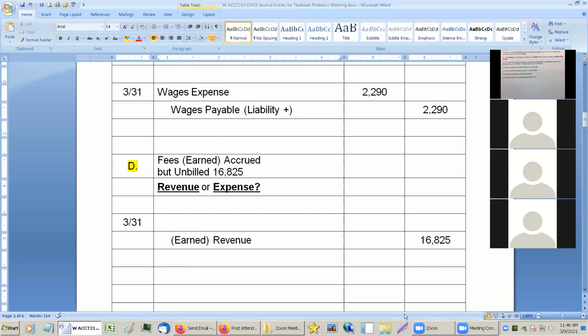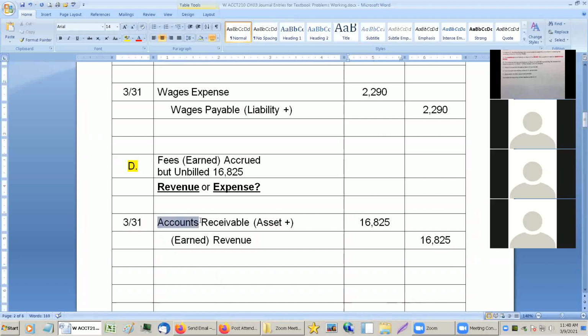Okay, so we've earned this. They haven't paid us yet. So what is it when you've done your work, you haven't been paid? What is it when someone owes us? What is it called? Is it accounts receivable? Yes, it is. Asset going up. So they owe us 16,825.